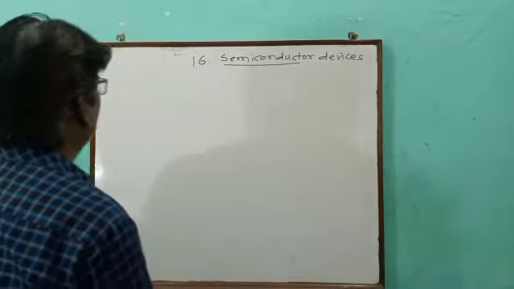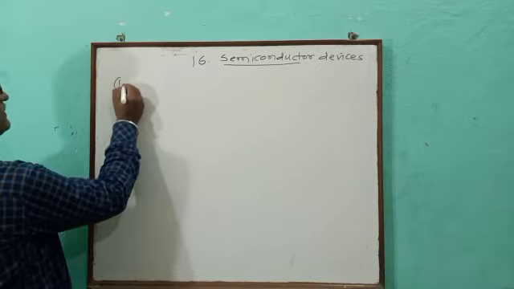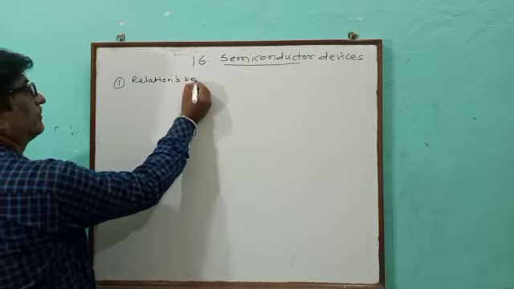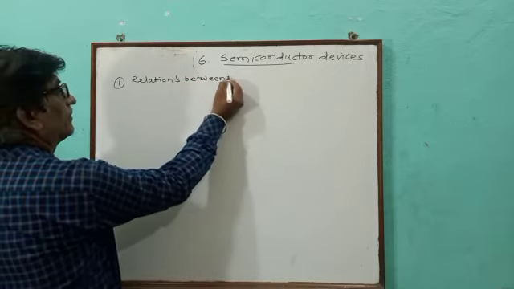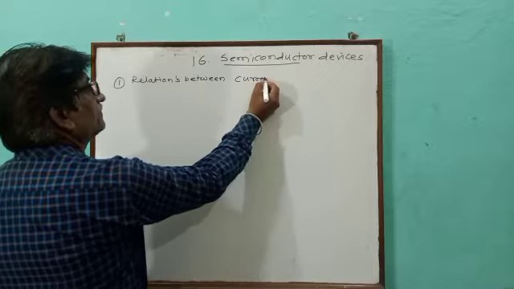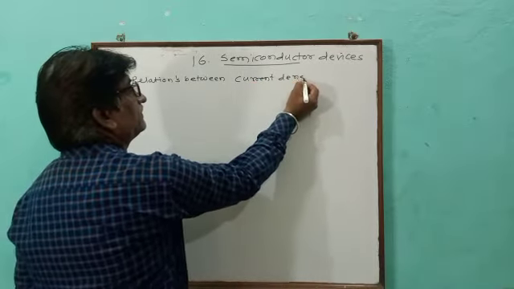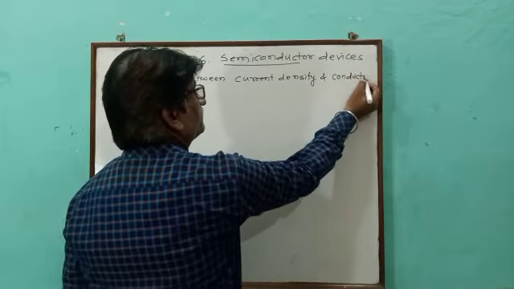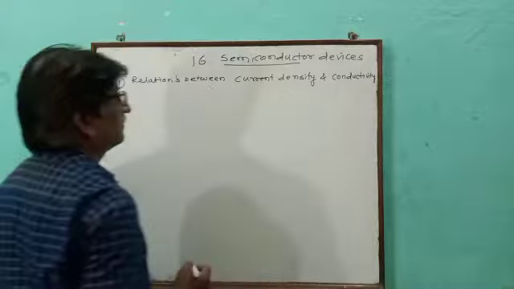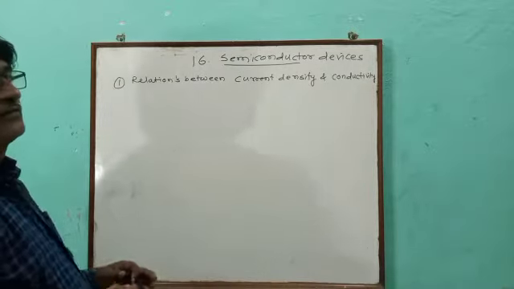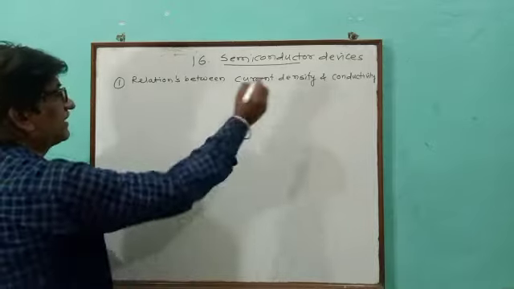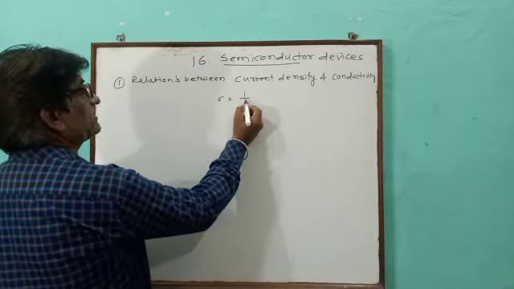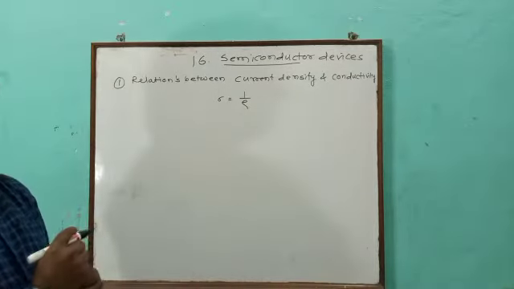So today we will learn the relations between current density and conductivity. First of all, we know that conductivity, denoted by sigma, is defined as the reciprocal of resistivity.